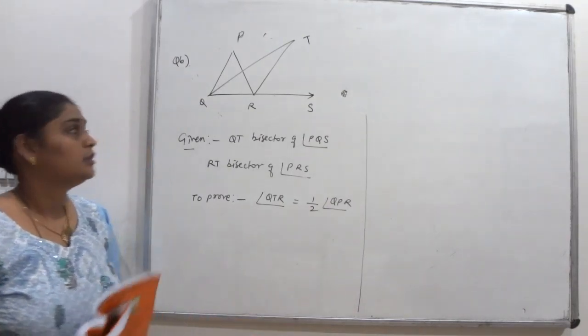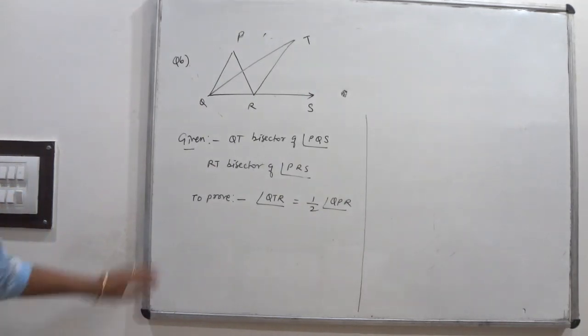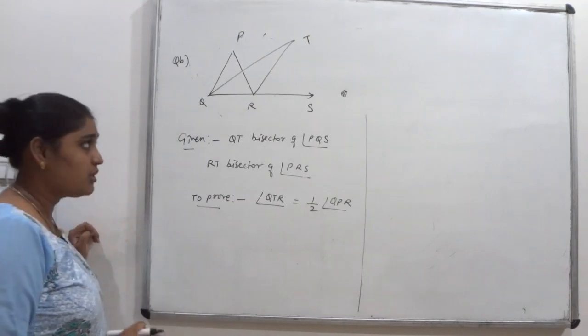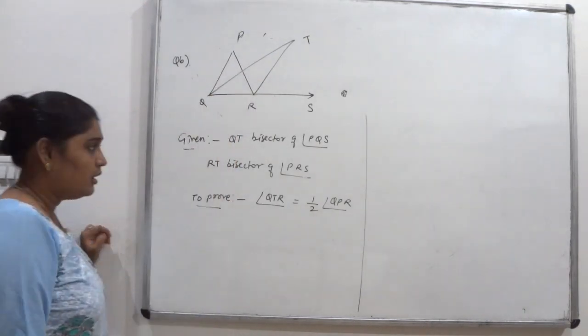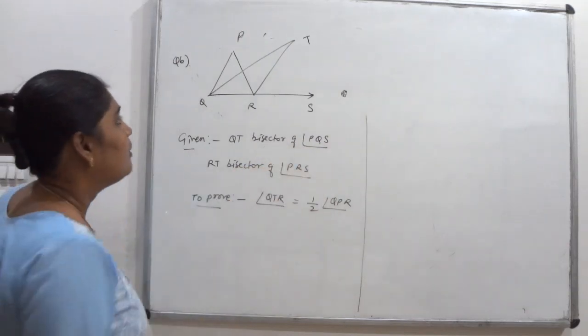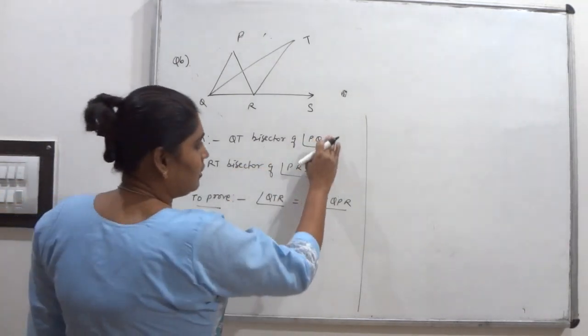Okay. So, what is given here that you have to write, and what you are going to prove, that is also you have to write from the question. This is the given figure. Here what is mainly given to you? QT is the bisector of angle PQR.